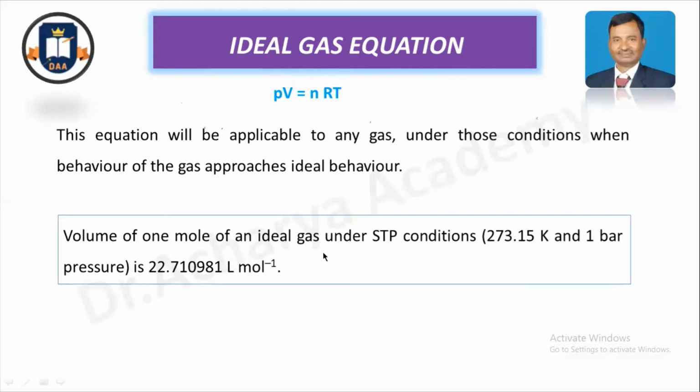The volume of 1 mole of ideal gas at STP conditions you have to calculate from this equation. You know P is 1 bar, T is 273.15 Kelvin, and n is per mole, so n is equal to 1 because the unit is per mole. So the volume under this STP condition, standard temperature and pressure, is 22.710981 liter per mole.